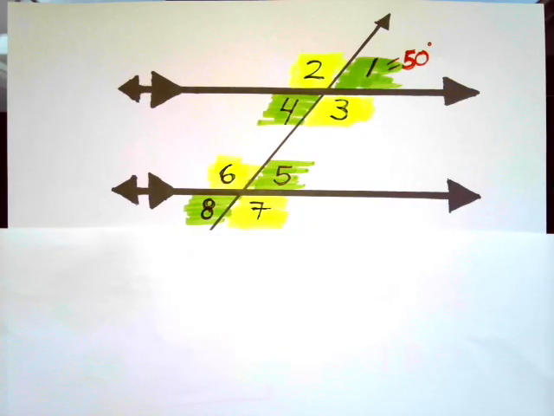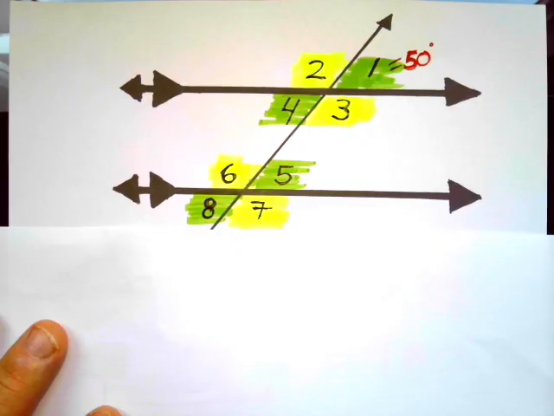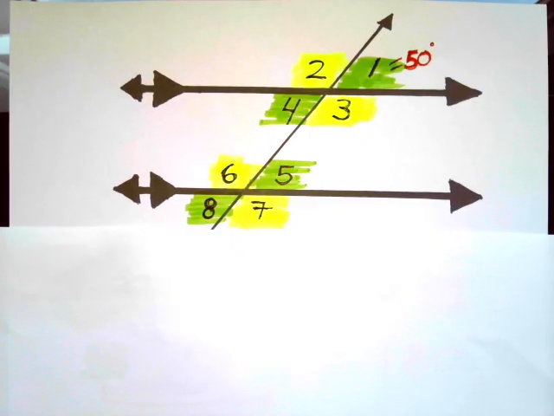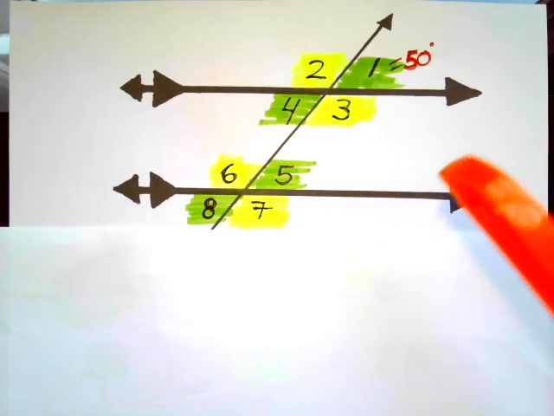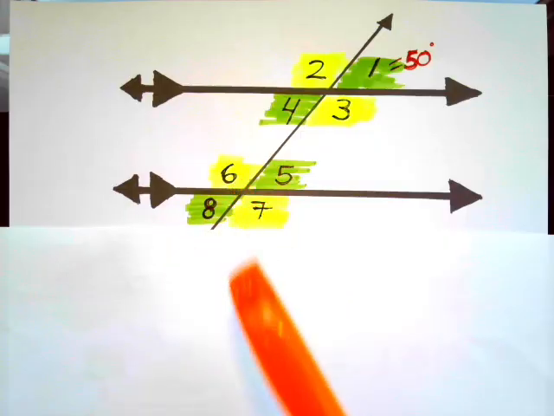This is a part 2 video. We're answering the test question. If you recall, if angle number 1 is 50 degrees, what is the value of angle 6?